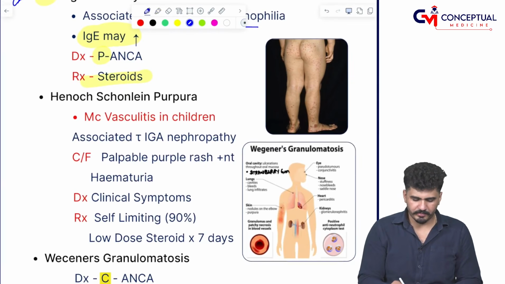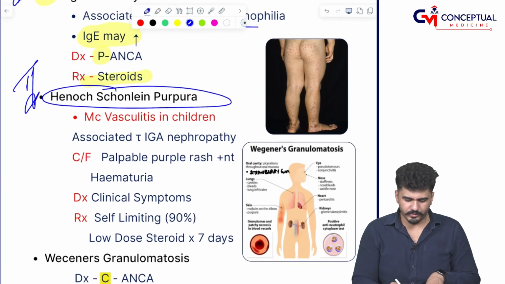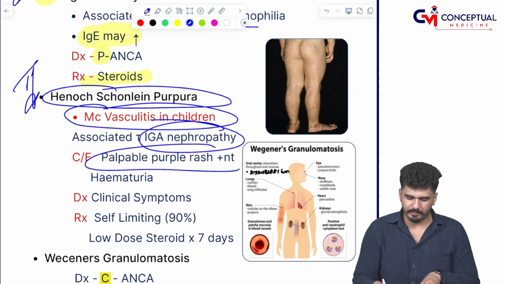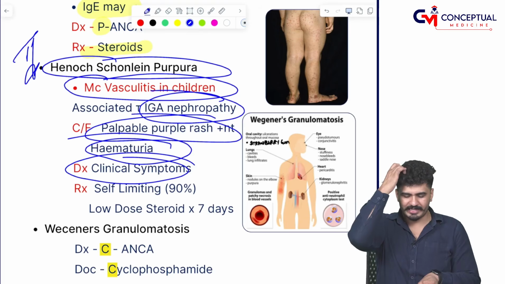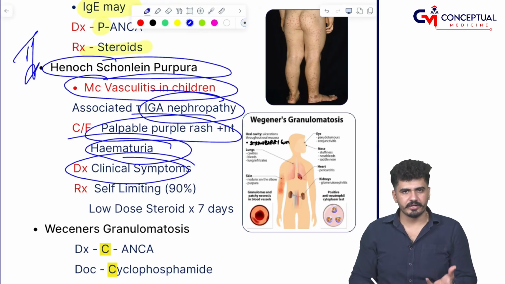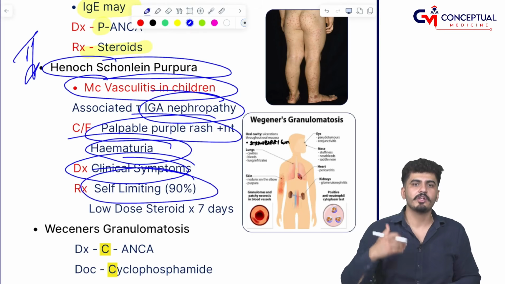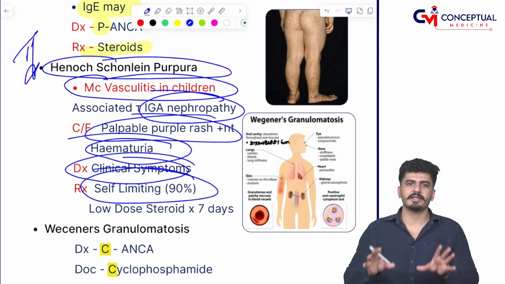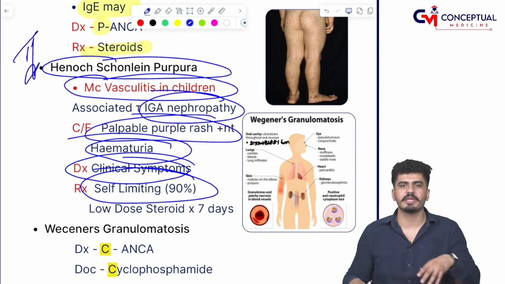Now Henoch-Schonlein purpura, a very important topic, sir. Henoch-Schonlein purpura, most common vasculitis in children, associated with IgA nephropathy. Palpable purple pruritic rash is present. Hematuria. Diagnosis is mostly clinical, seeing the pruritic purple rash in children. 90% self-limiting, but if it is not self-limiting, give the low dose steroid. Low dose.